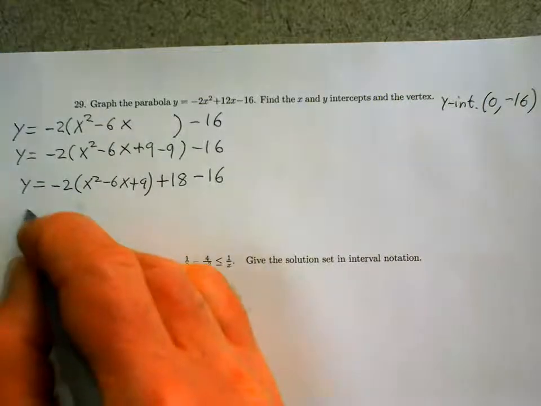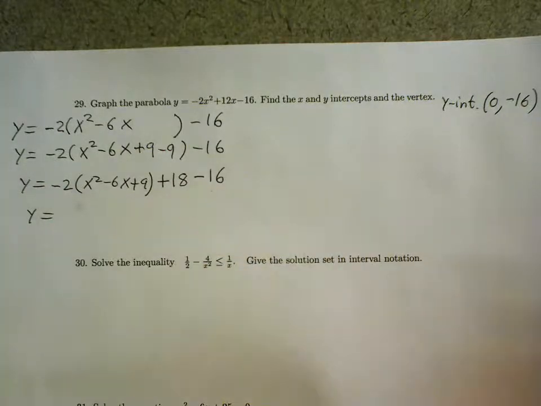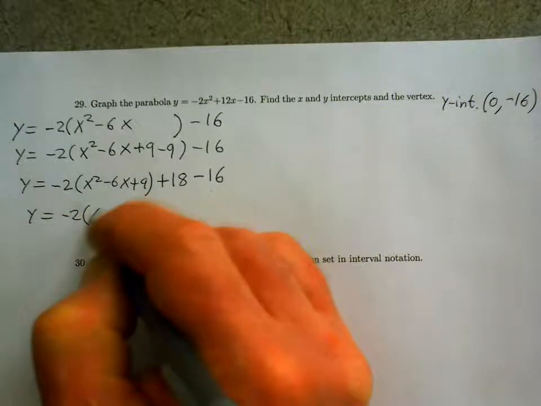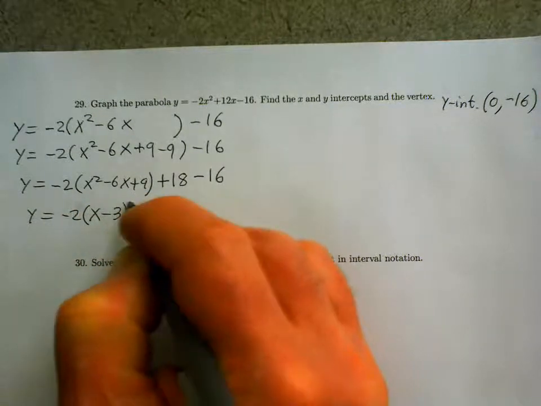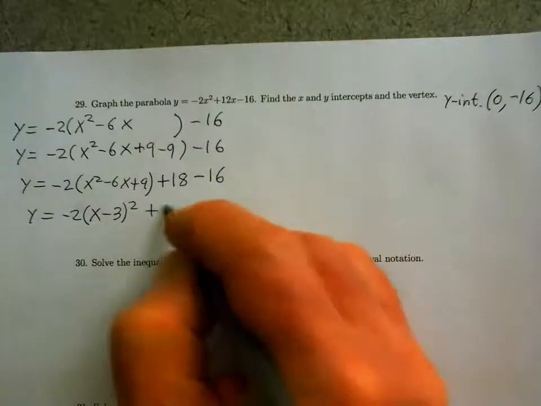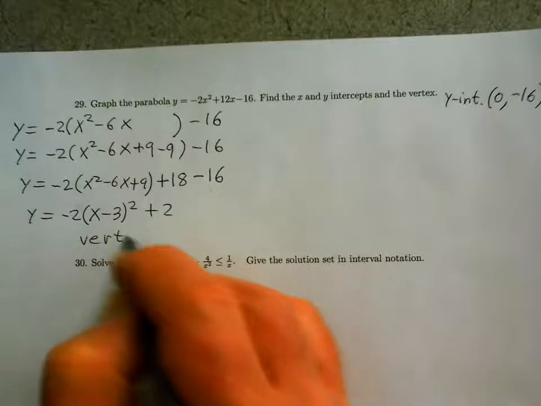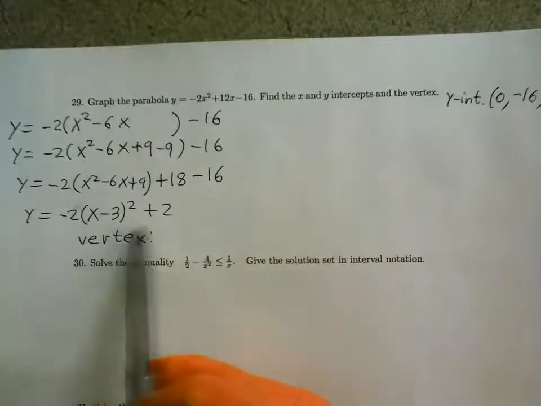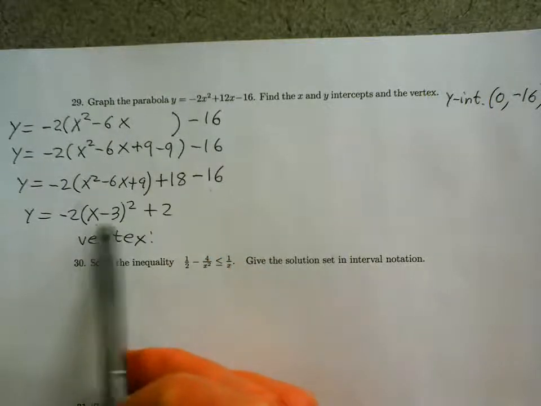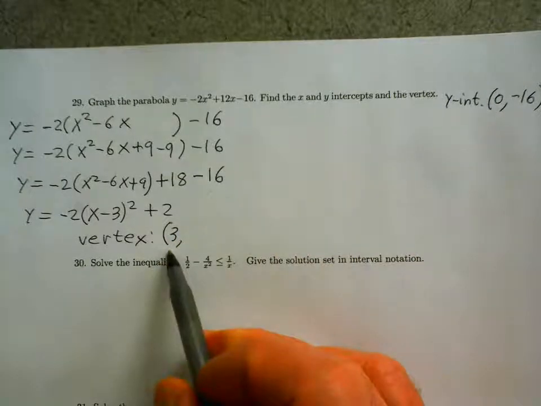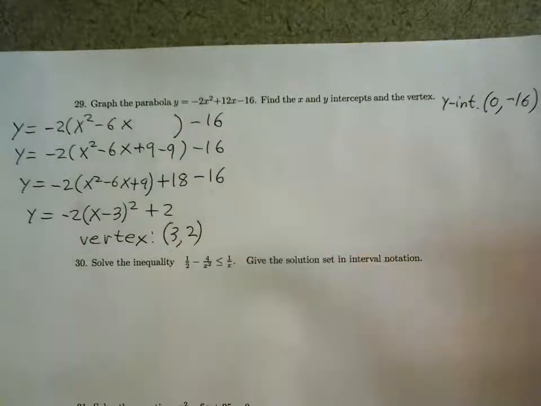And then in the next step, we can write the vertex form. y equals negative 2 times the binomial x minus 3 squared plus 2. So now we can just tell what the vertex is by looking. The x coordinate of the vertex is positive 3, and the y coordinate is positive 2.